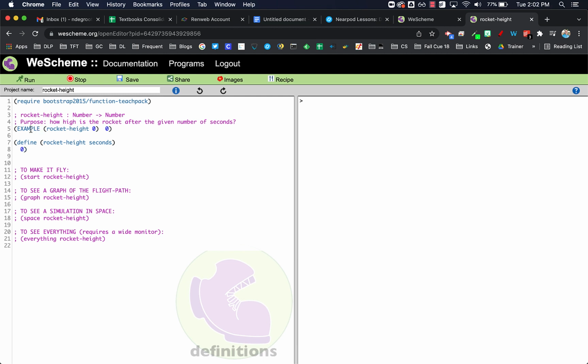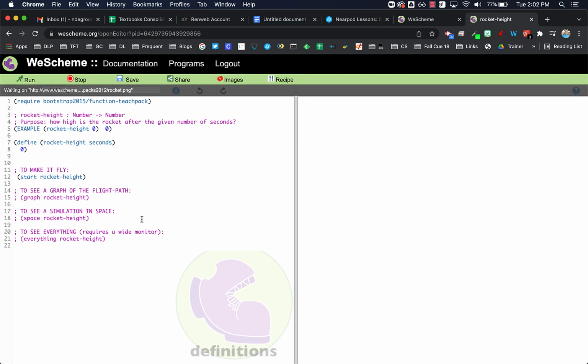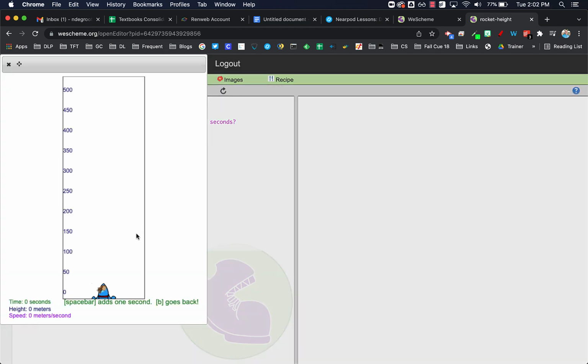Right now, it says that rocket height, if it took in the number 0, would produce 0. They didn't tell us what math it was going to do at all. And they only did one example, so we don't have 2 examples to look at. So with that one example, they said rocket height is going to take in the number of seconds, and then it's going to return 0. And if I uncomment this line by deleting this semicolon and press run, I will get my thing right here.